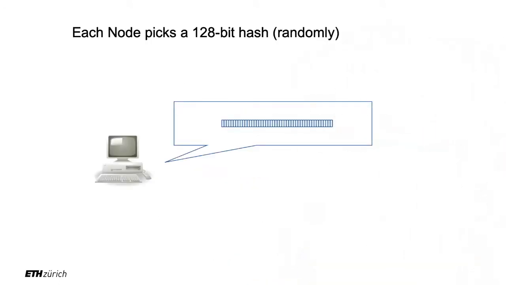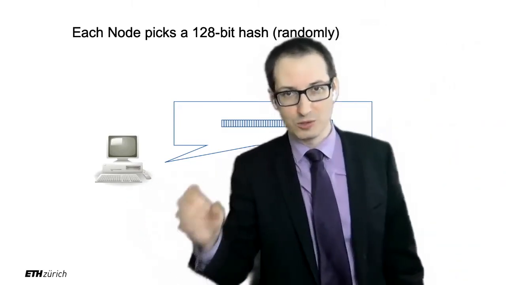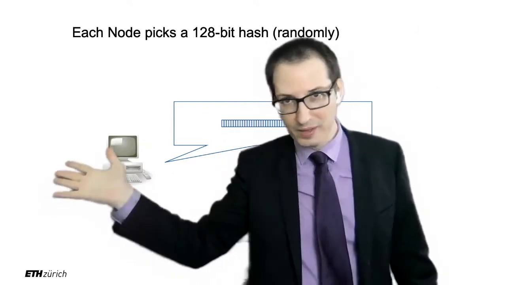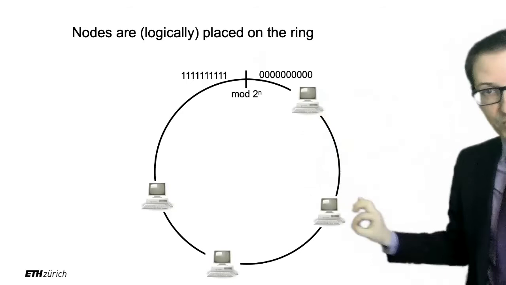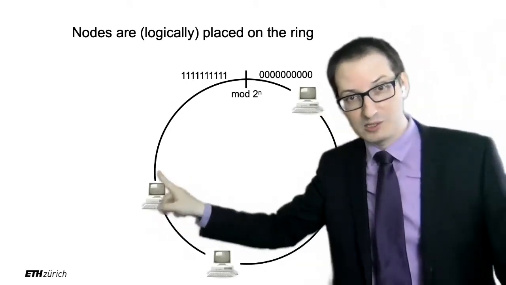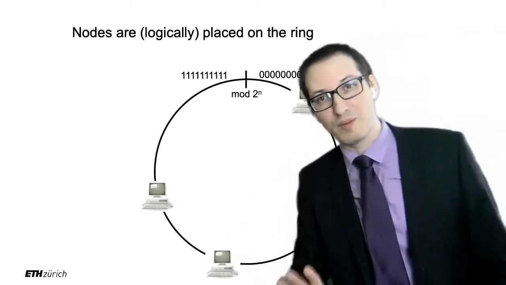So what we do next is that each server, each node that you have in your cluster generates a random series of bits. In other words, it places itself randomly on that ring, right? So this node will be here, this node will be here, and it's uniformly chosen, uniform at random, right?